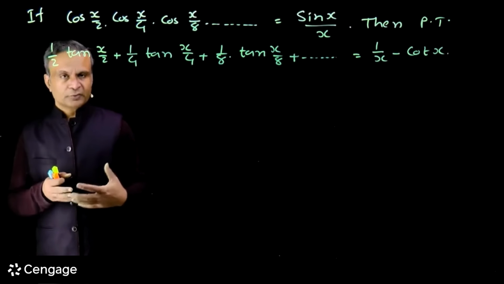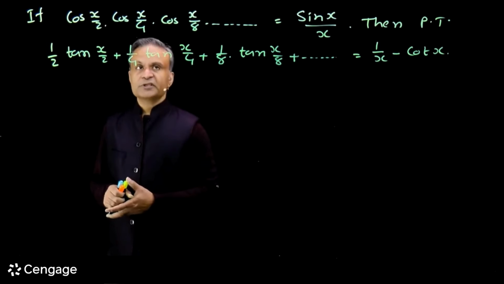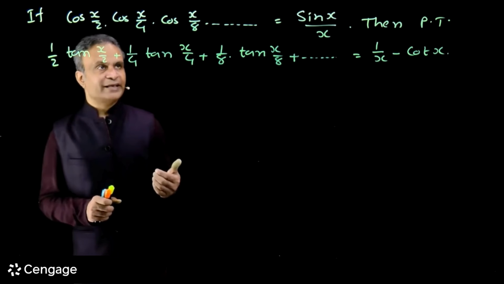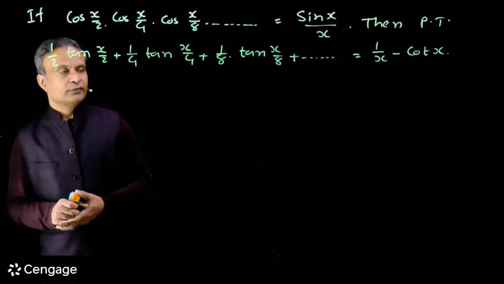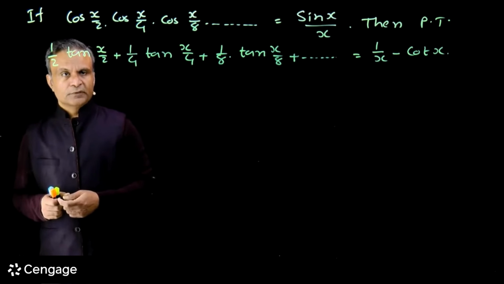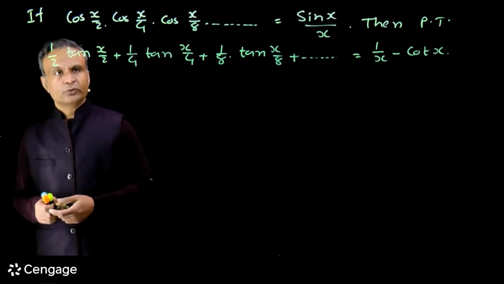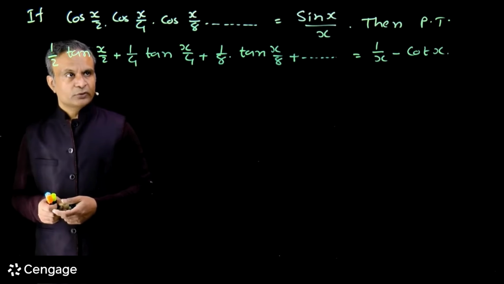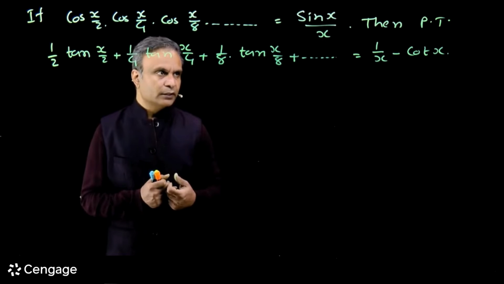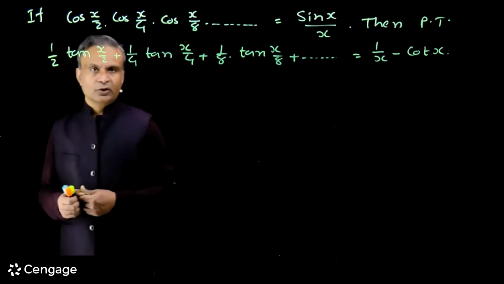Okay, now we have a question from trigonometry. We have a combination of trigonometry and calculus. Question is, if the expression cos x over 2 into cos x over 4 into cos x over 8, we have such infinite factors following this trend, if this product is sin x over x, then prove that 1 over 2 into tan x over 2 plus 1 over 4 into tan of x over 4 plus 1 over 8 into tan of x over 8 and so on, this is equal to 1 over x minus cot x.